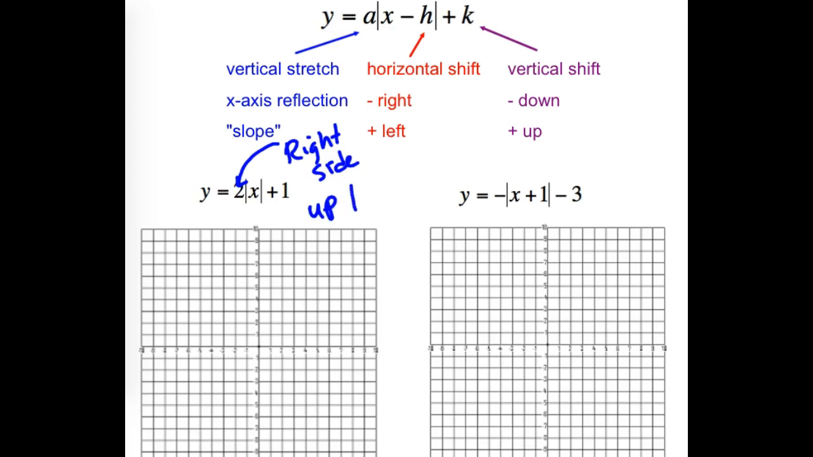Our normal absolute value graph starts out with its vertex at the origin. Okay, so normally we are here, and we have a slope of 1. Let's try to reorient my board here in a sec. All right, slope of 1. We now have to stretch that, and we also have to shift it up 1. Okay, so my new vertex is going to be here at 0, 1. And I want to do a slope of 2 on the right side. So I'm going to go up 2 and over 1. Up 2 and over 1.